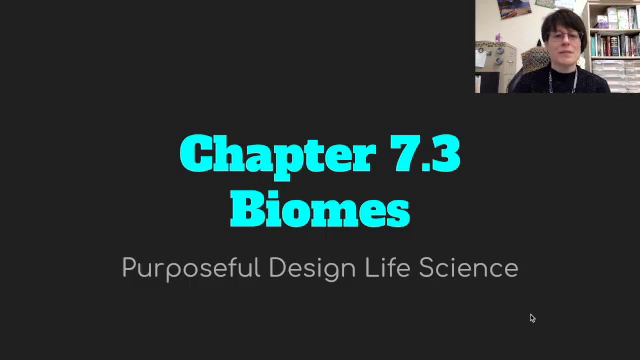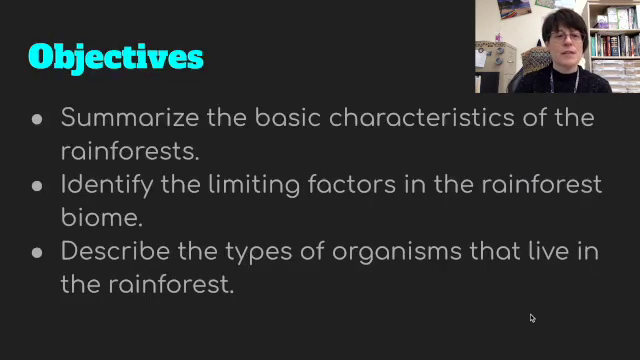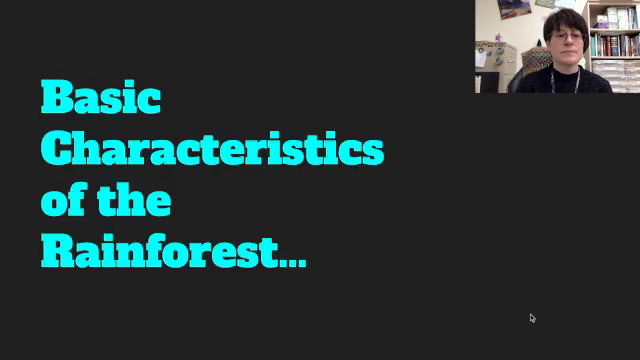Hello everybody, it's Mrs. Pound and we are studying chapter 7.3 on biomes from Purposeful Designs Life Science. Today we're going to talk about section 7.3.5 on rainforest. So our objectives today will be to summarize the basic characteristics of the rainforest, identify the limiting factors in the rainforest biome, and describe the types of organisms that live in the rainforest.